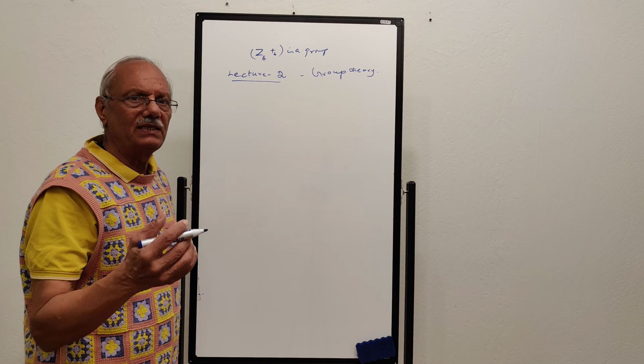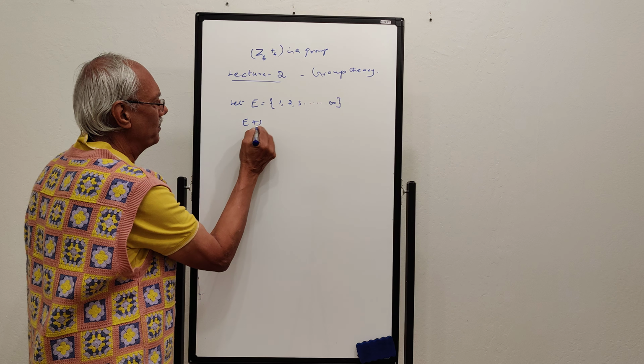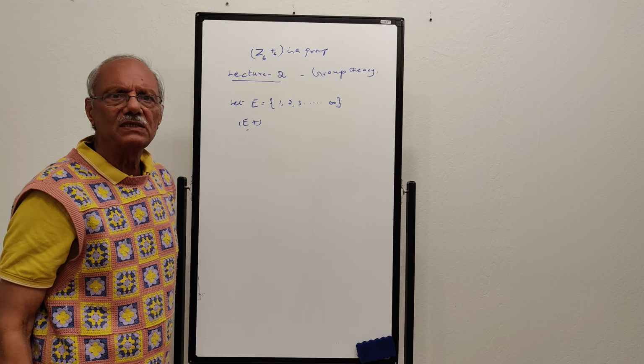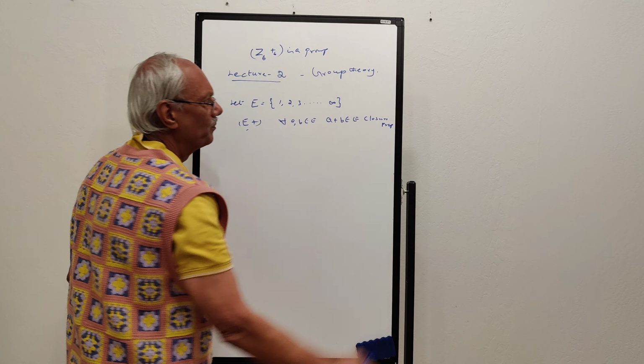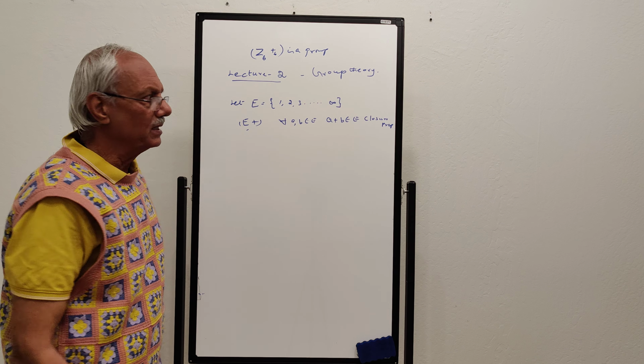Let E be equal to 1, 2, 3, and so on, all positive natural numbers, and I will define the operation ordinary plus. You will find that for all a, b belonging to E, a plus b belongs to E. This is the closure property, and it is satisfied.